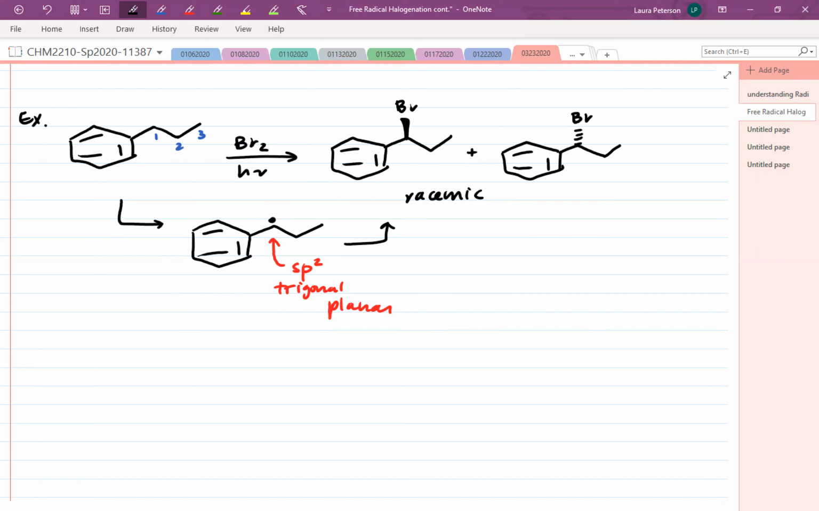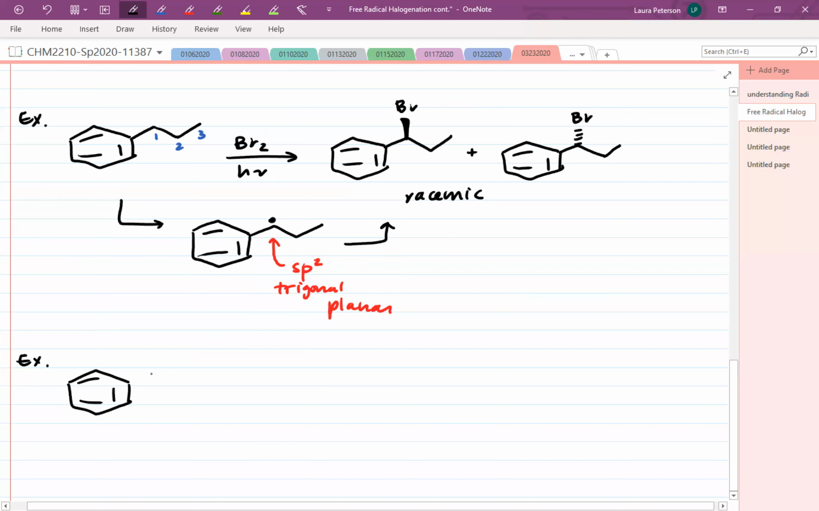When the bromine Br2 approaches that radical, it can do so from either face, and then we'll get that mixture of stereoisomers. All right, so let's take that same exact starting material and do chlorination. When we're predicting the products for chlorination, we essentially get a sum of all possible regioisomers.